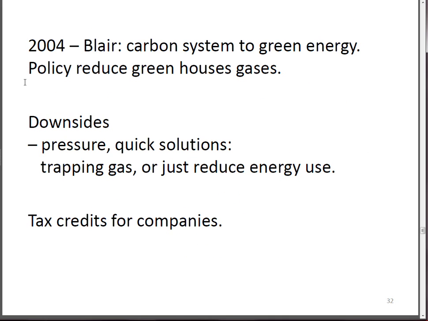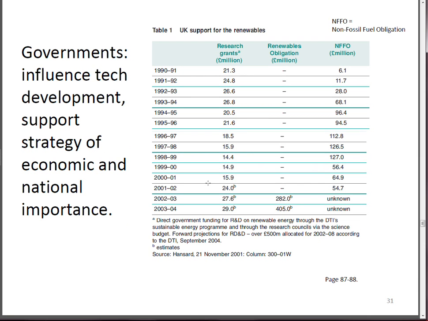And I will explain it. So in 2004, Blair said that the carbon system should now be evolved. Now we need to think about green energy. And then we started to look into policies to reduce gases around 2004. Now it has an implication. Here, if we go back to the table, around 2001, we started to consider renewable obligation.